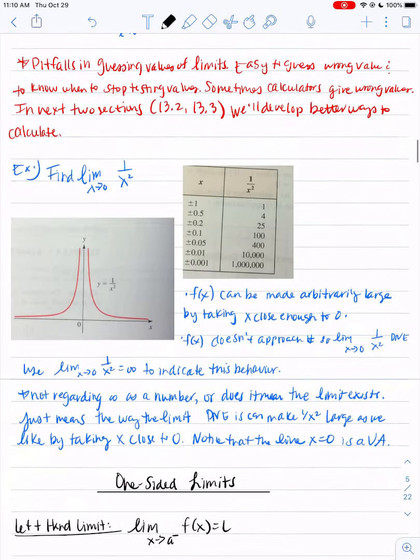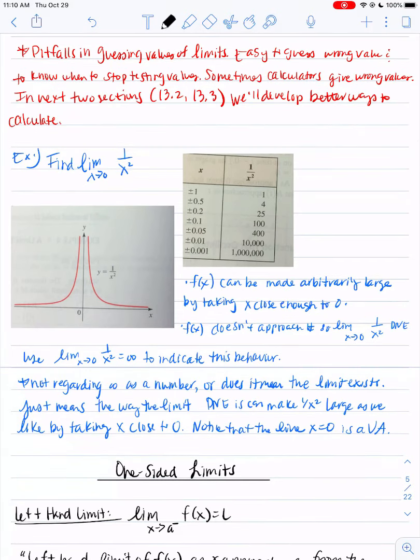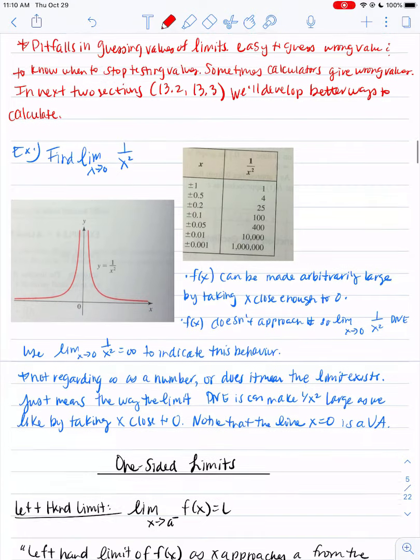So there are some pitfalls in guessing values of limits. It's easy to guess the wrong value and know when to stop testing values, and sometimes calculators give wrong values. So in our next two sections, 13.3 and 13.2, we'll develop better ways to calculate the limits.